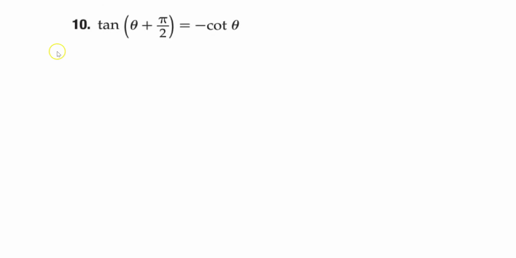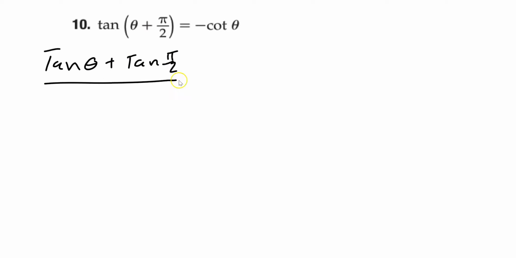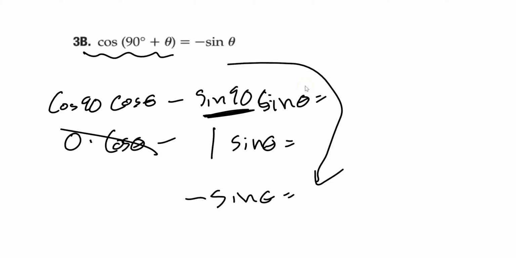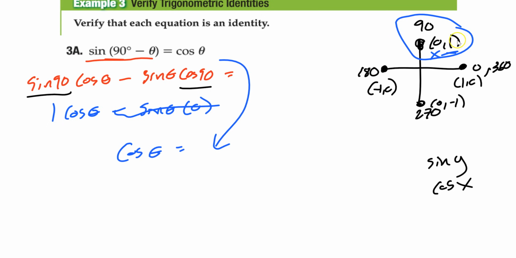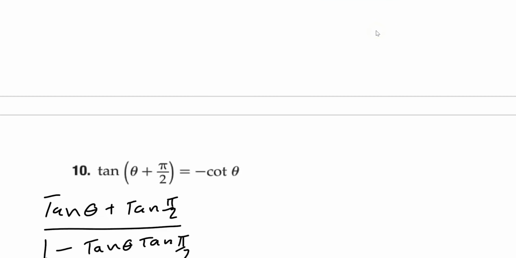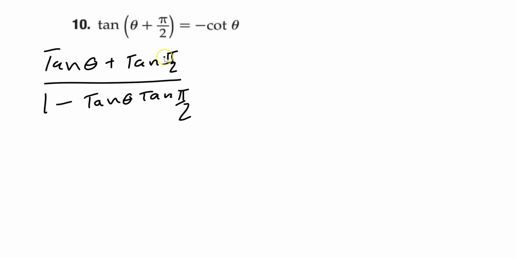So based on the formula, it's going to be tan theta plus tan pi over 2, all over 1 minus tan theta tan pi over 2. Right now, actually, that's not going to work. Tan of pi over 2 is undefined. Tan is sine over cosine, so you're going to get 1 over 0. That's undefined, so actually it's not going to work. It was bugging me.